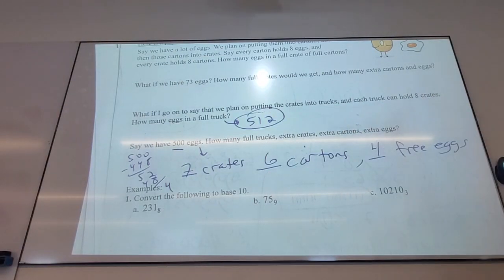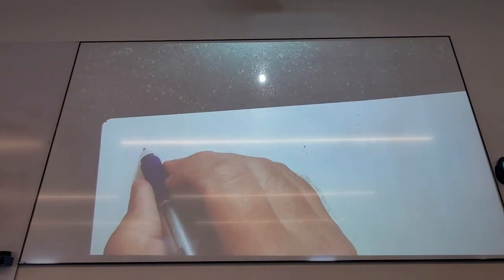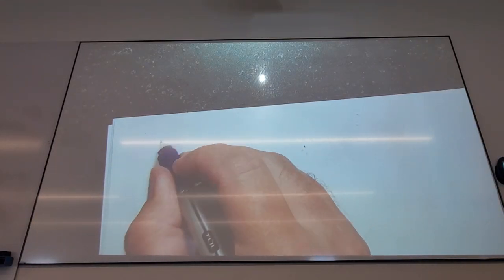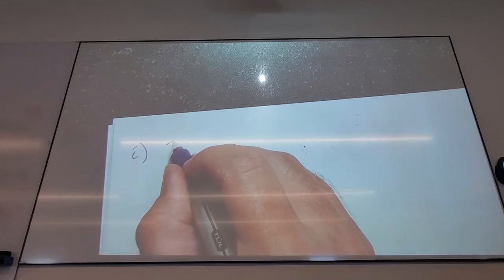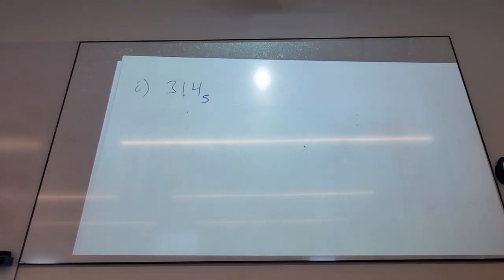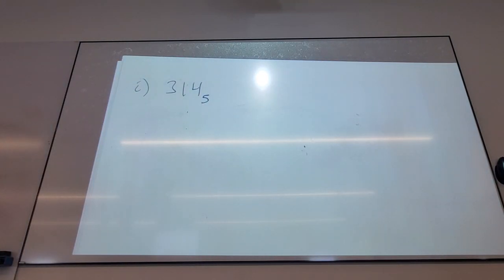I want to do a few examples with you. I'm going to leave these for you to do. Let's do a few examples together. And I also want to introduce a very strange situation. Let's say I've got 314. So when I write this, that is me telling you that that numeral is in base 5.